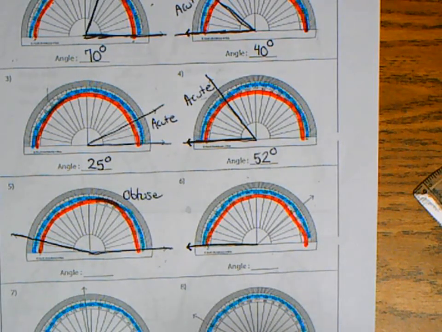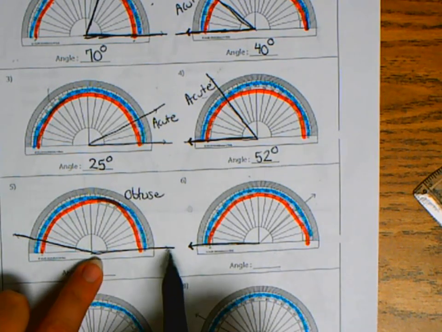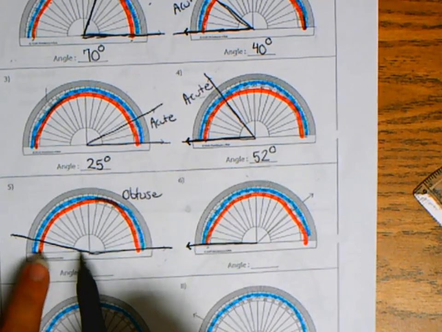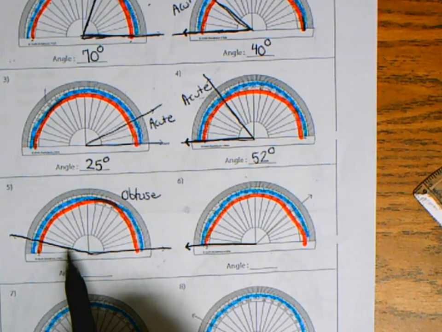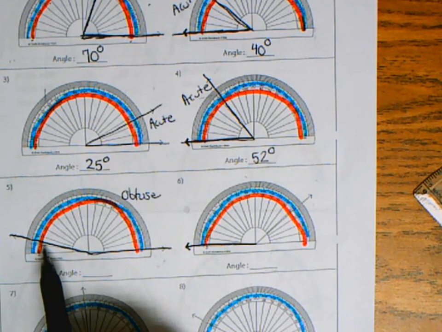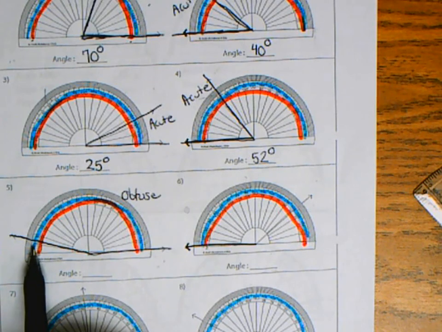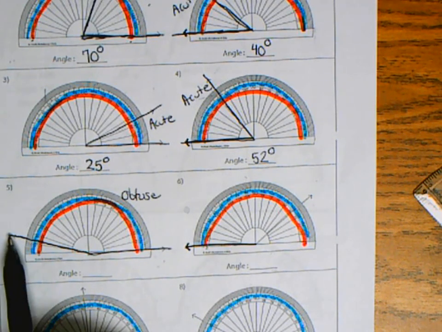So then it's kind of hard to figure out which way it opens. So I'm going to go look. I know that this ray is on the 0 mark. So I'm going to go look over here. Which two spaces does this go through? Well, this one is in between the 170 and 160 for the red line, and between 10 and 20 for the blue.